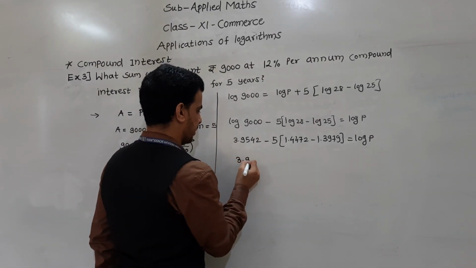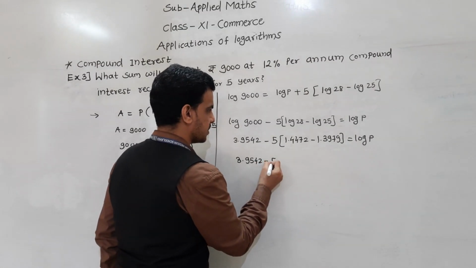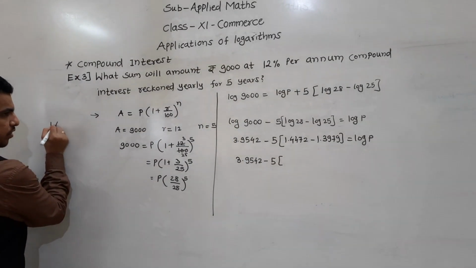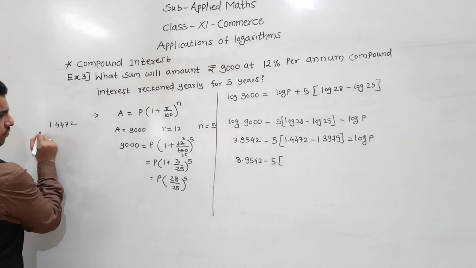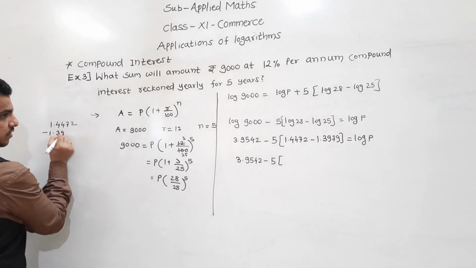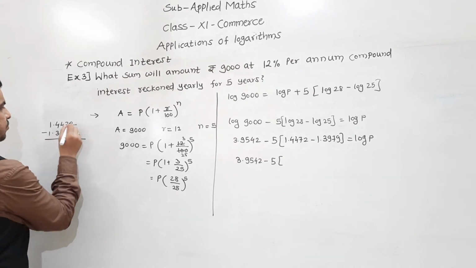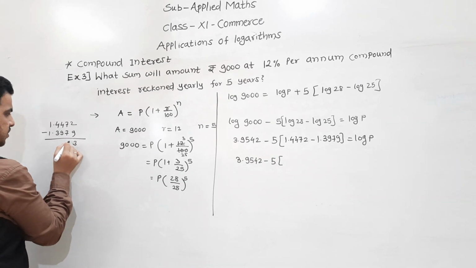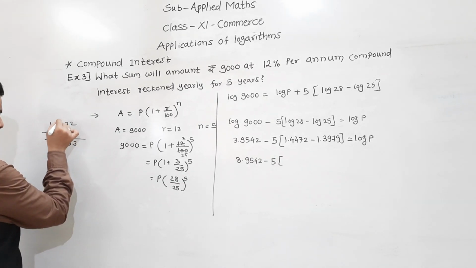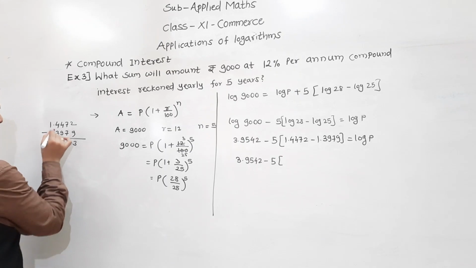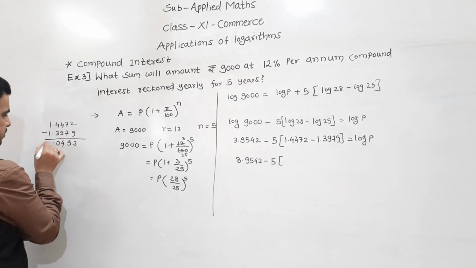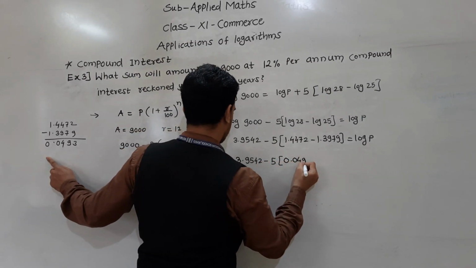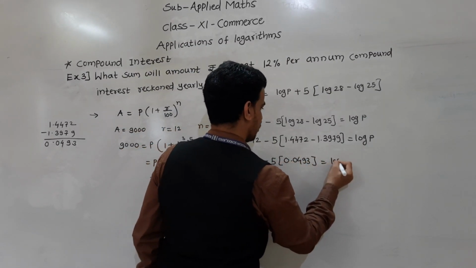So 3.9542 minus 5 into, okay, if we subtract this, 1.4472 minus 1.3979, okay, 12 minus 9 3, 6 16, 16 minus 7 9, 3 13, 13 minus 9 4, 3 0, and this is 0. So it is 0.0493 is equal to log P.